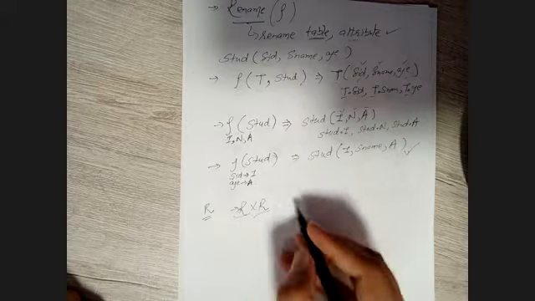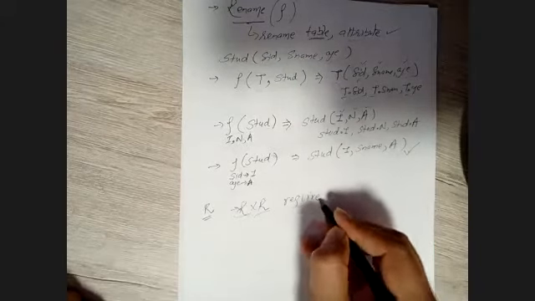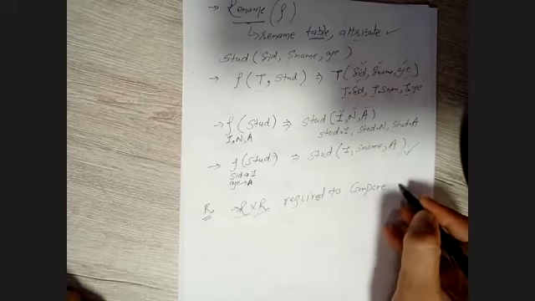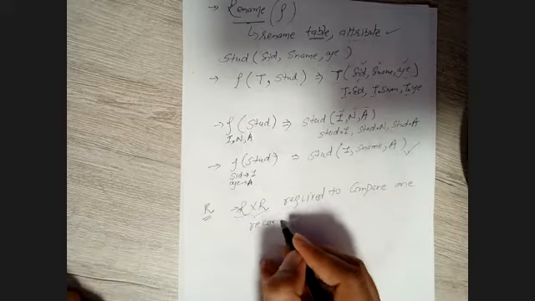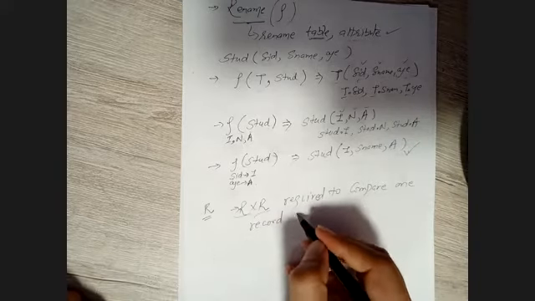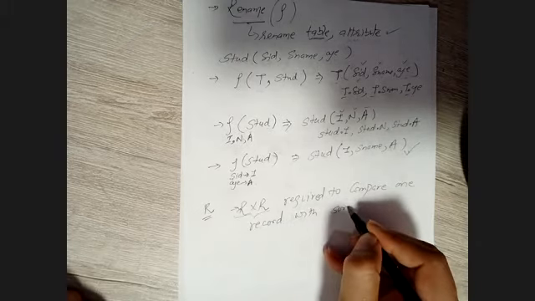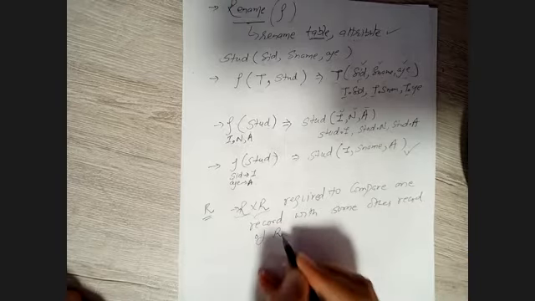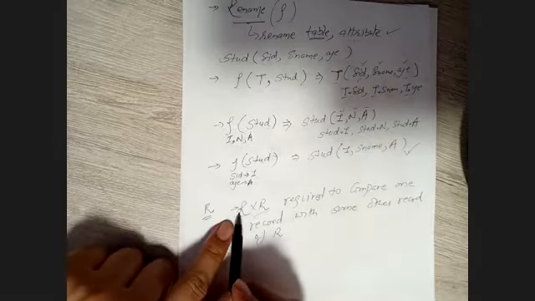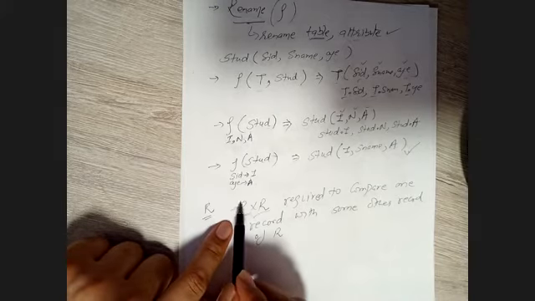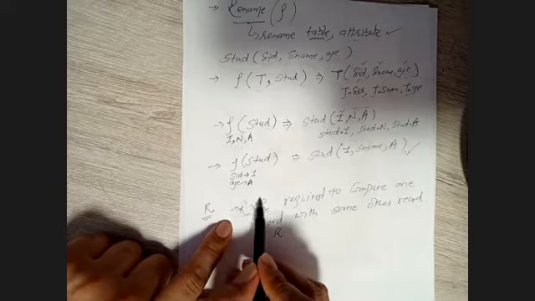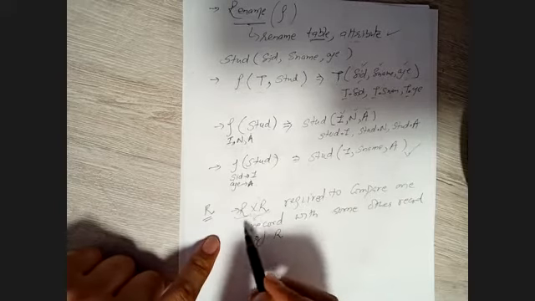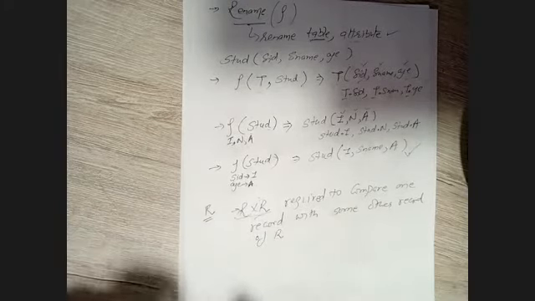So a self cross product always requires comparing one record of R with some other record of R only. Yes or no? In the R table, you are taking one record and comparing that record with some other record of itself. That is your R here. In this case we need to use the rename operator here.